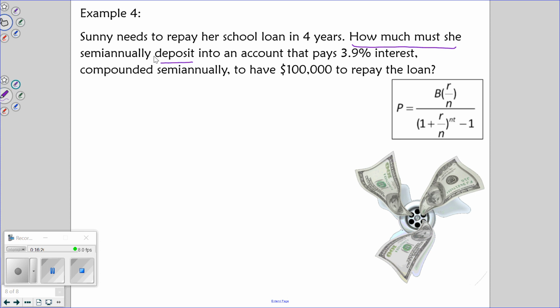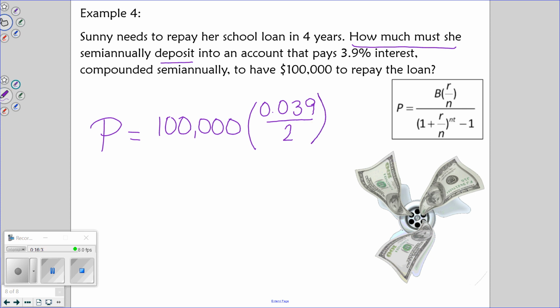She's depositing semi-annually. Okay, so P equals, my balance, I need $100,000. All right. 0.039 over semi-annually, what's that? 2. So twice a year she's putting money in. We're doing this in only 4 years.